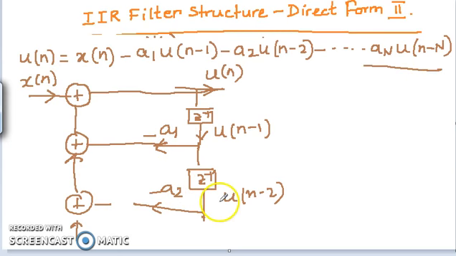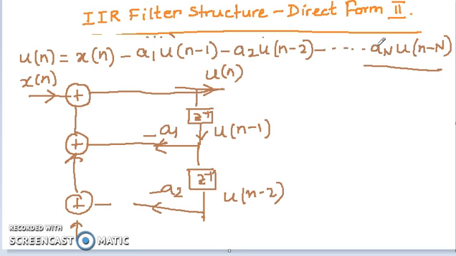the value of the delay. The number of z elements we are taking here is the value of n. Okay, so it depends upon the number of summations. So this will be the structure of the first part.